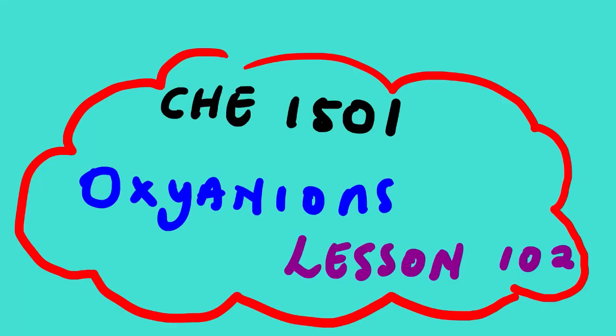Our lesson for today is based on Chemistry 1501, that is General Chemistry. We are going to look at Oxyanions, Lesson 102. Let us start.